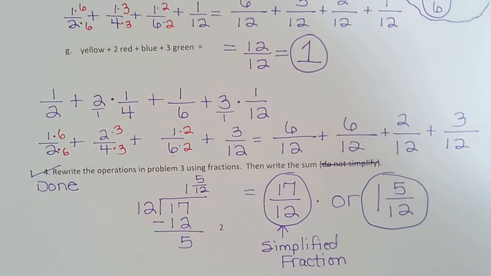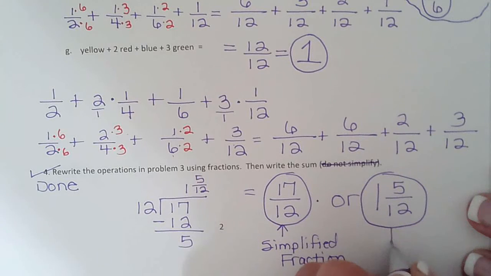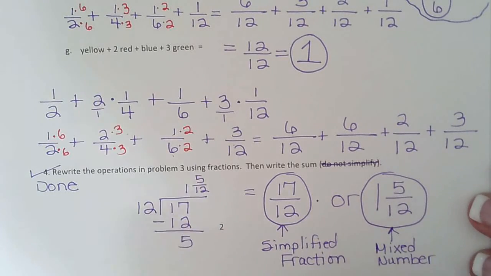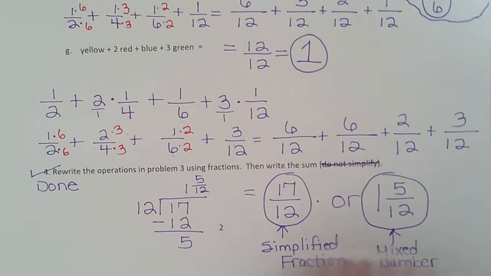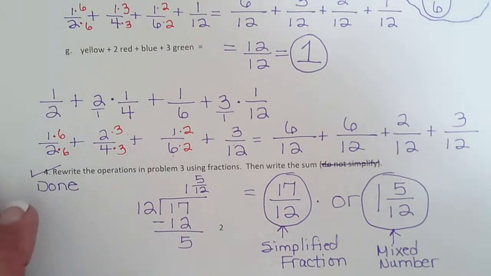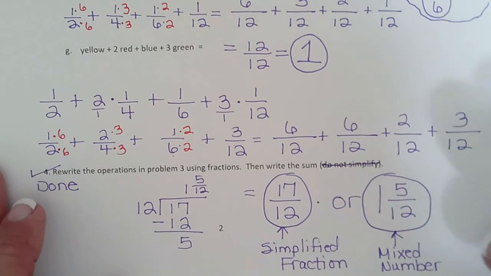Usually though on a test we specify, so just read the directions and you'll know whether to write it as a mixed number or a simplified fraction. And the mixed number has to be simplified too, obviously, which this one is. Nothing goes into 5 and 12. But at this point in time, either one's good. But if I was taking a test and I'm looking at the clock trying to be fast, I'm going to leave it that way because that took extra time. So just read the directions, see what they want.